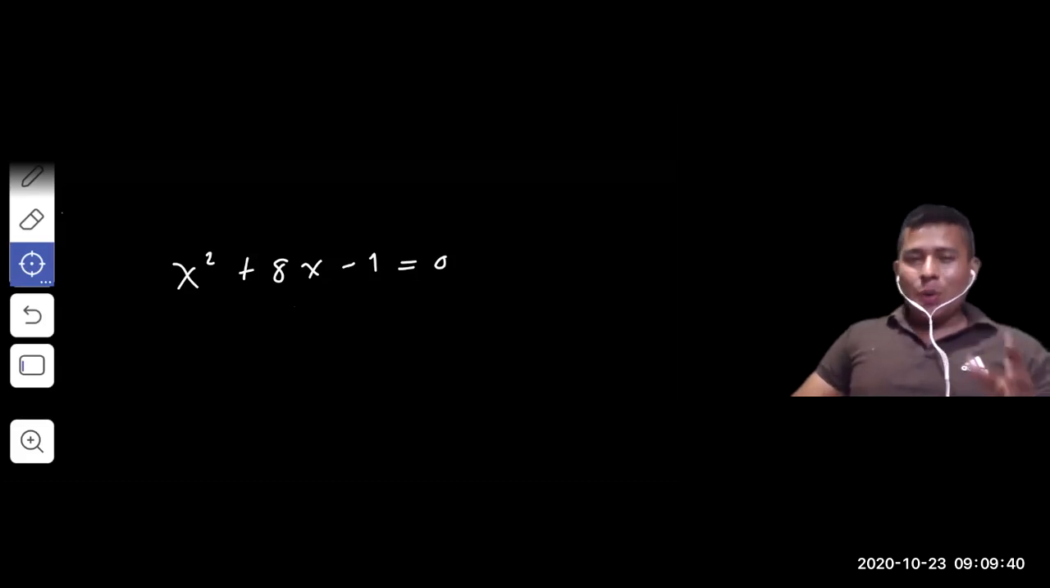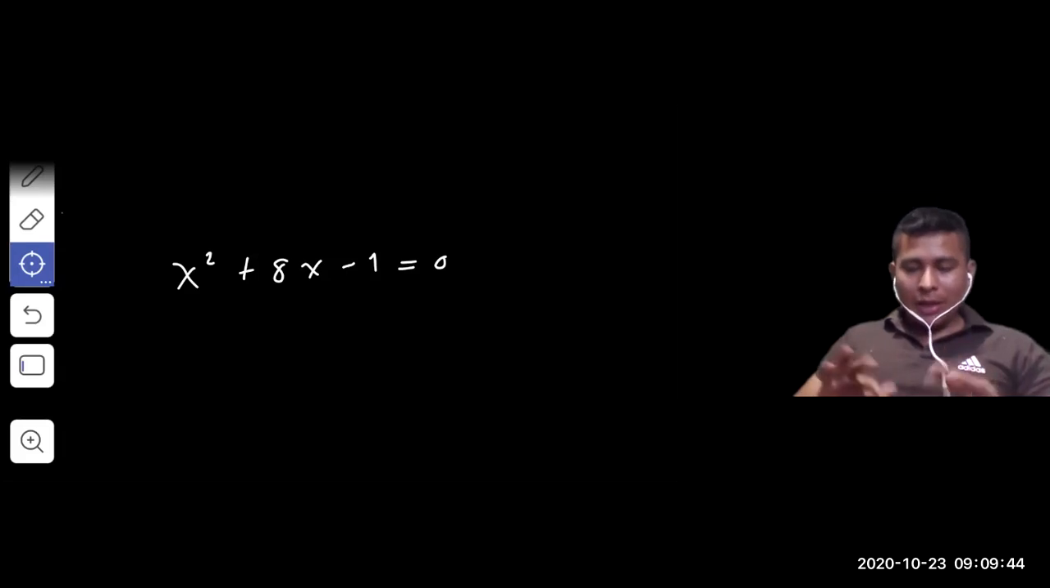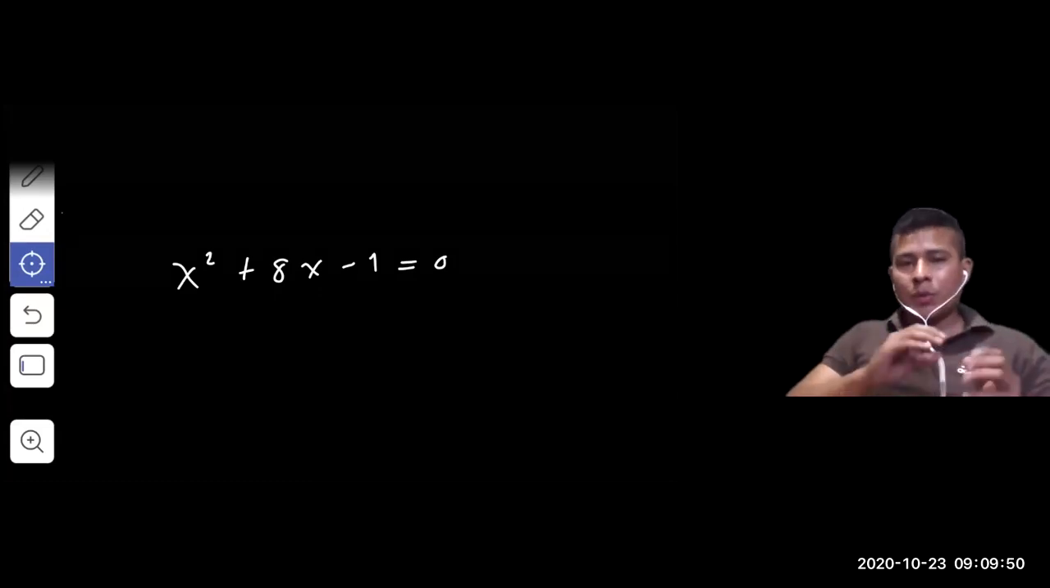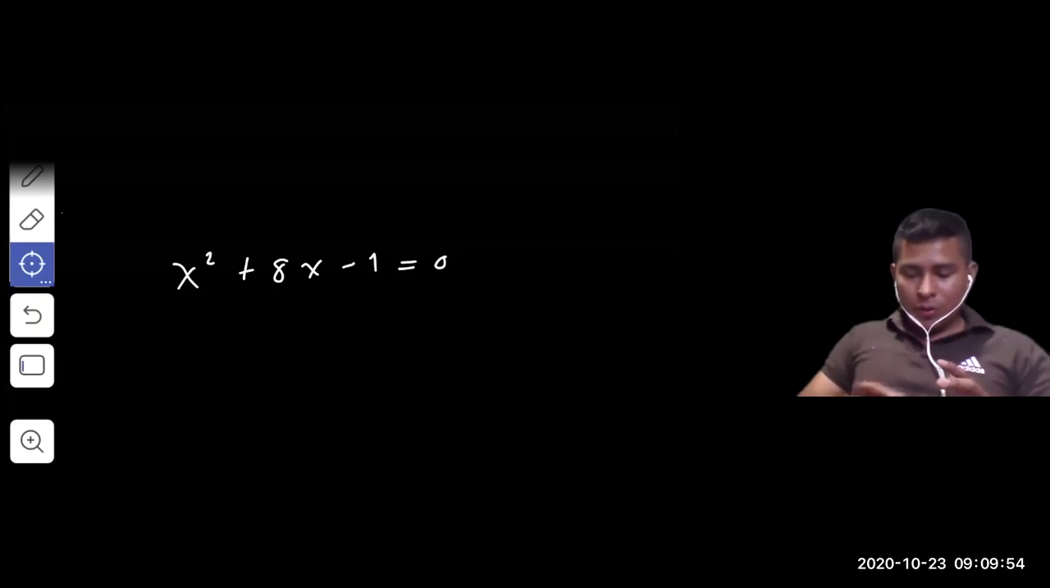As you know, we have been working with quadratic equations, and our goal is to find the missing value, this x. What is the value that is going to make this equation true? We have been using factoring in order to solve it. But let's try to tackle this example.